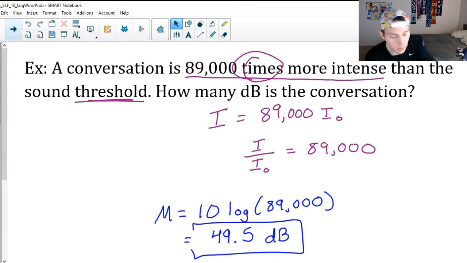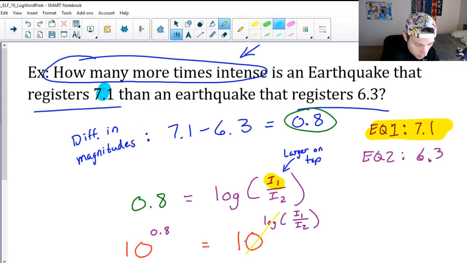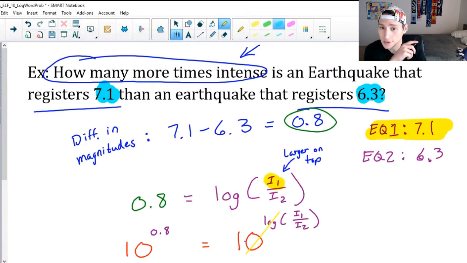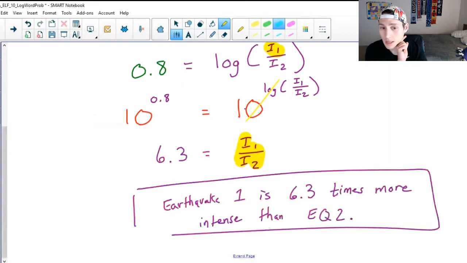But we then went on to a slightly more complicated version where we want to know how many more times intense one is. So we started off knowing the two values of the earthquakes, a 7.1 and a 6.3. We found the difference between them, which is 0.8, and then we set our equation equal to that 0.8. Then we solved for the ratio of the intensities. So we determined that the first earthquake is 6.3 times more intense than earthquake 2.